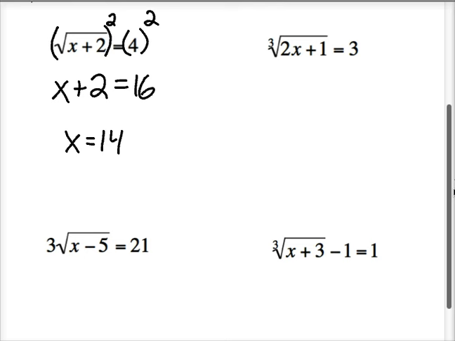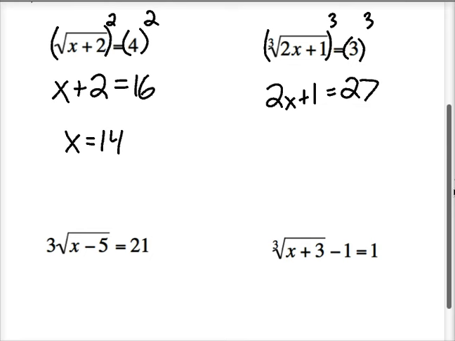For my next one, this time it is a cube root. Now, the nice thing is the cube root is already by itself, but on the downside, it is a higher power. Well, thankfully, that really doesn't matter much. Since it's a cube root, I take both sides to the power of 3. And again, that erases the root itself, and I just get 3 to the third power, or 27, on the other side.